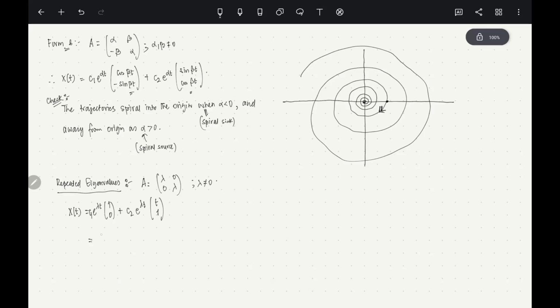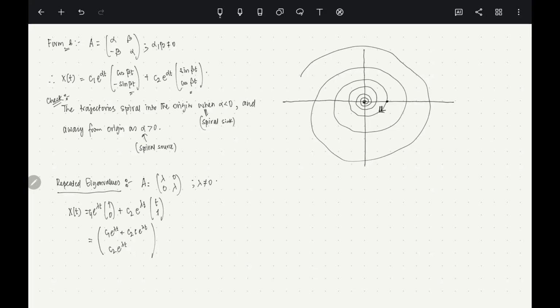Again, if you do not remember, please go through it again. Very very important that you know how these things work out. Plus c2 times t e power lambda t. So if you write it down, it looks like this, and then it is c2 times e power lambda t. Okay, this is the thing.